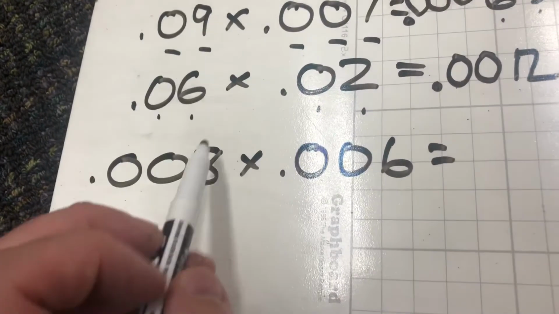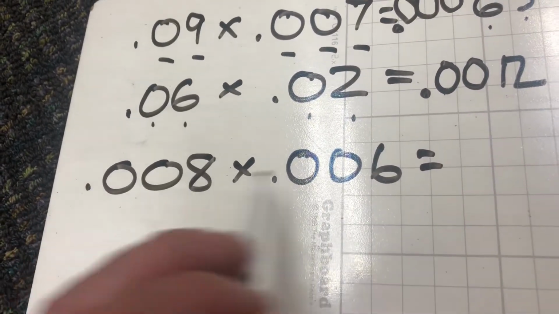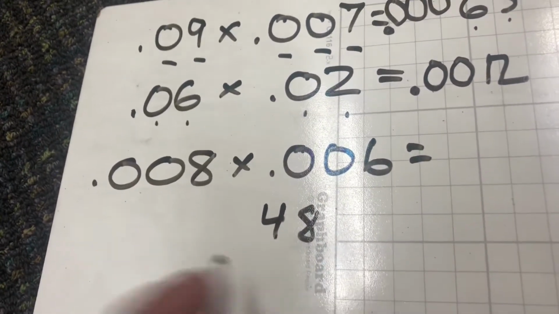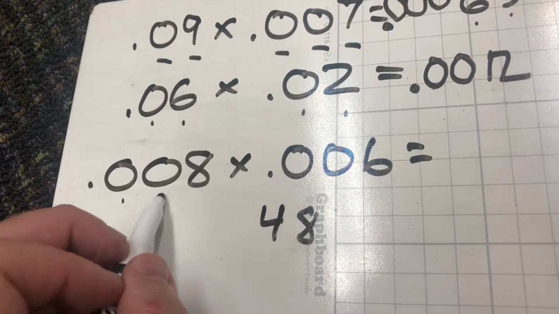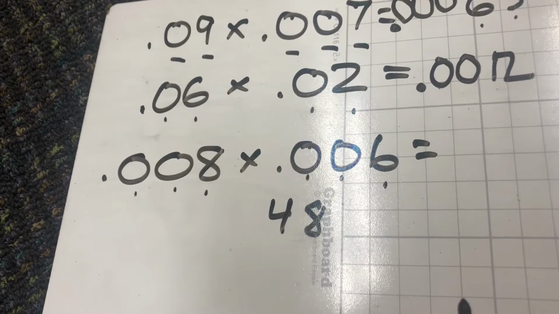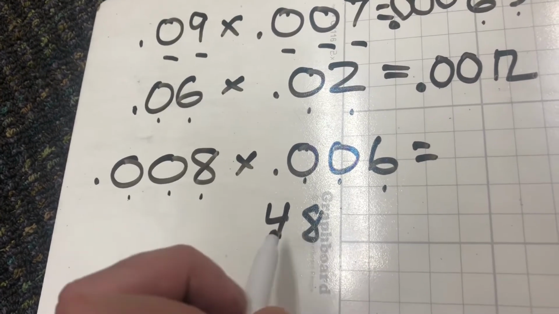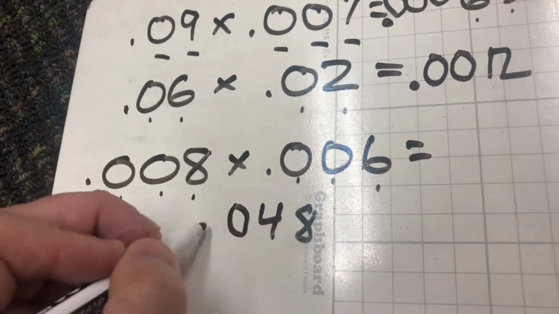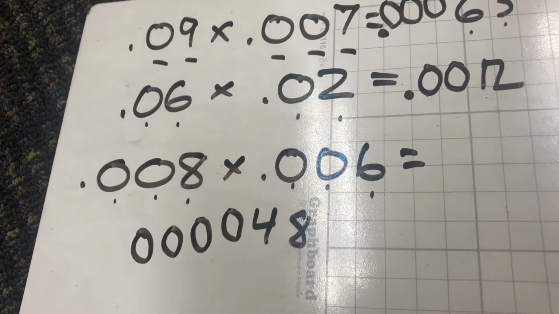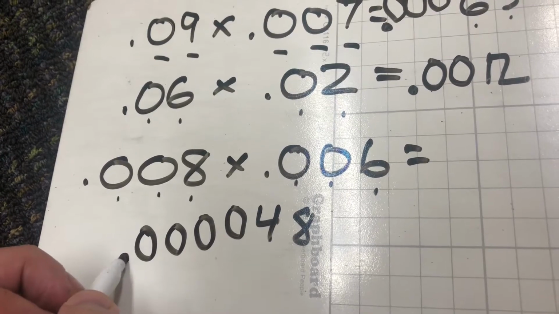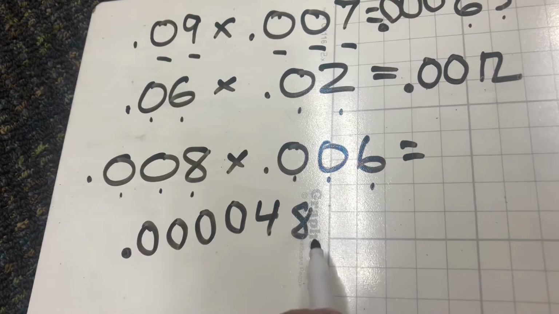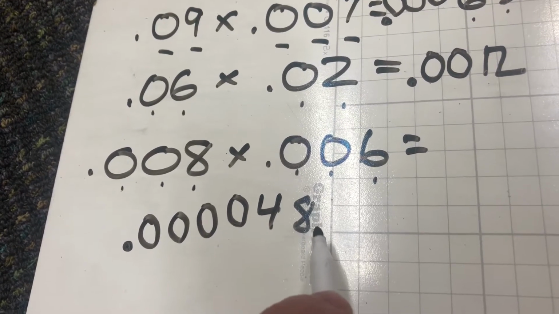This one's no different. I'm just going to think 8 times 6. Well, 8 times 6 is 48 the last time I checked. So 1, 2, 3, 4, 5, 6 digits come after the decimal in the problem. So I need 1, 2, 3, 4, 5, 6 digits to come after my decimal in the product. Decimal 0.000048, or 48 millionths is what that would work out to be.